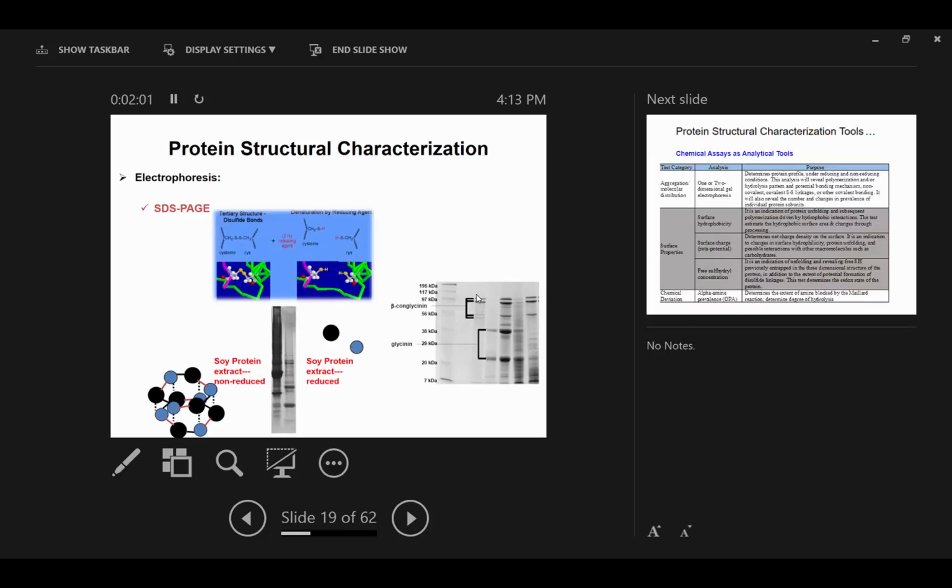And we talked about using the reducing agent, which is important for certain proteins that actually form quaternary structure with disulfide linkages. If you don't add the reducing agent, you can't really see the subunits. So adding a reducing agent will allow you to see the different subunits within that protein. So you'll be doing that in the lab.